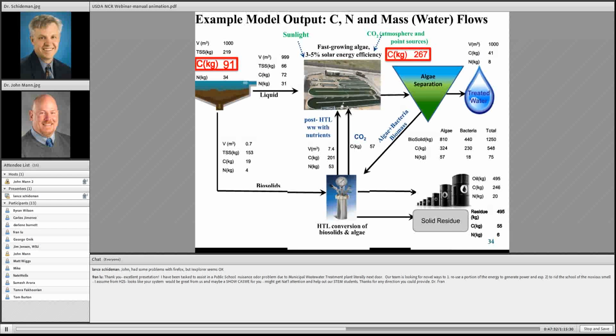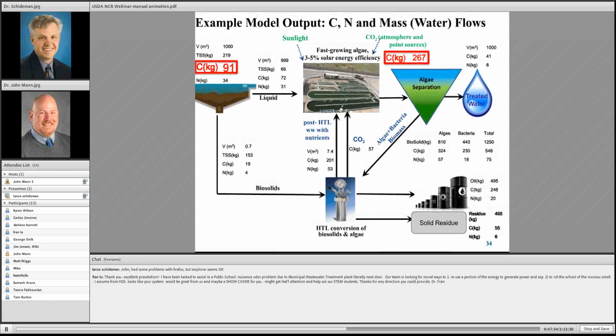There we go. Okay, so this is just showing the components of the process, and we start out over on the left-hand side. I'm highlighting that we've got about 91 kilograms of carbon coming into the system, and then there's 267 kilograms of carbon that's coming in through the atmosphere. So again, this is the new energy harvested into our waste treatment system. And then at the end, we're able to produce about 495 kilograms of oil. So you can see that we're able to actually make significantly more oil than we started out with in the original waste.